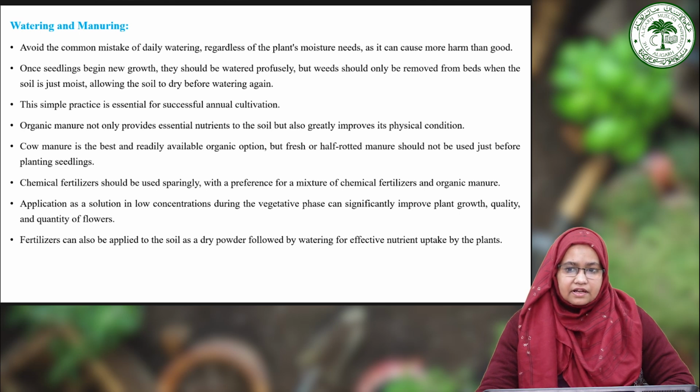Organic manure not only provides nutrients to the soil but also greatly improves its physical condition. Cow manure is the best and readily available organic option. Fresh or half rotten manure should not be used just before planting seedlings. Chemical fertilizer should be used sparingly. A mixture of chemical fertilizers and organic manure applied as a solution in low concentration during the vegetative phase can significantly improve plant growth as well as the quality and quantity of flowers. Fertilizers can also be applied to the soil as a dry powder followed by watering.